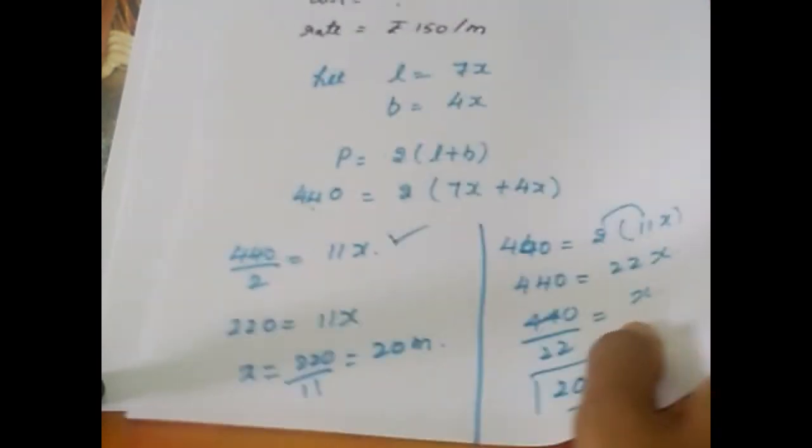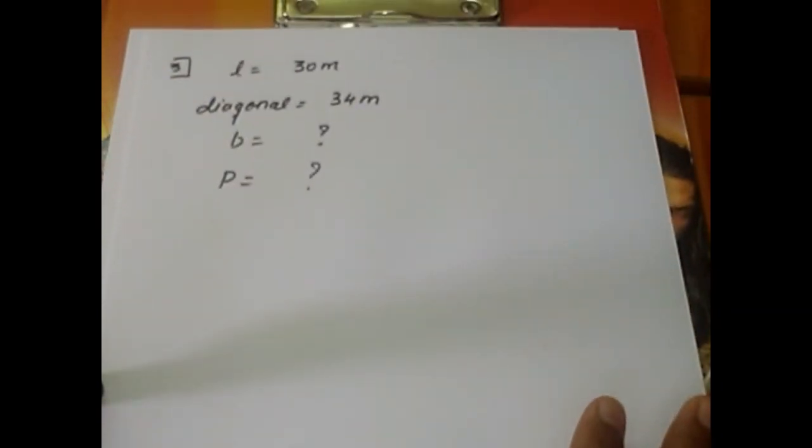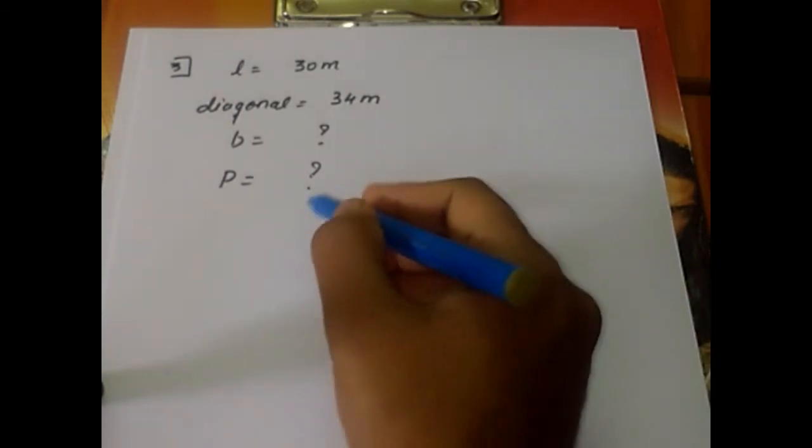Next, question number 3. The length of a rectangular field is 30 meter and the diagonal is 34 meter. Find the breadth of the field and its perimeter. Again, this problem is related to rectangle. Length is given as 30 meter and diagonal is given as 34 meter. Find breadth and then the perimeter. We have already discussed the formula we use to calculate the length or breadth when the measure of the diagonal is given.